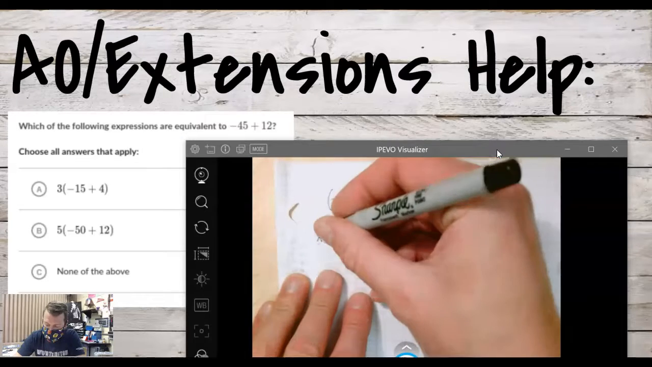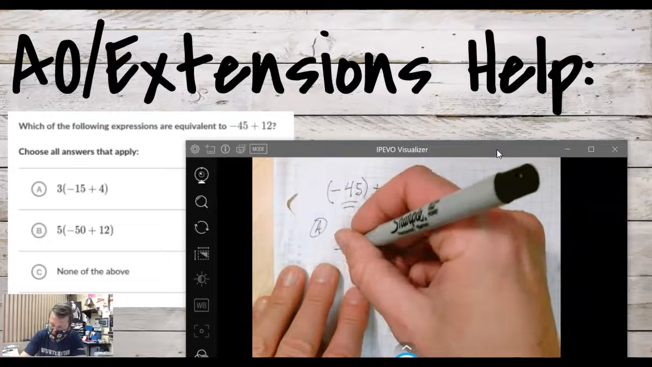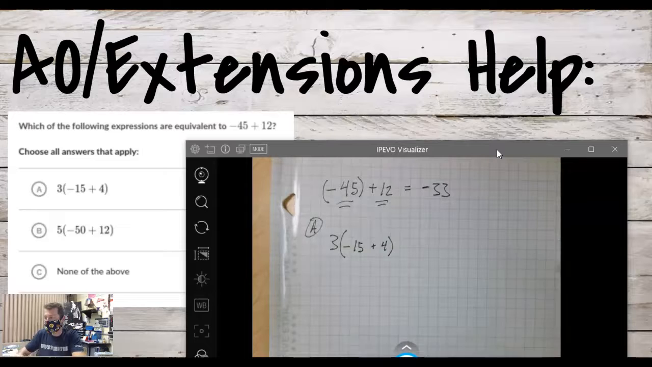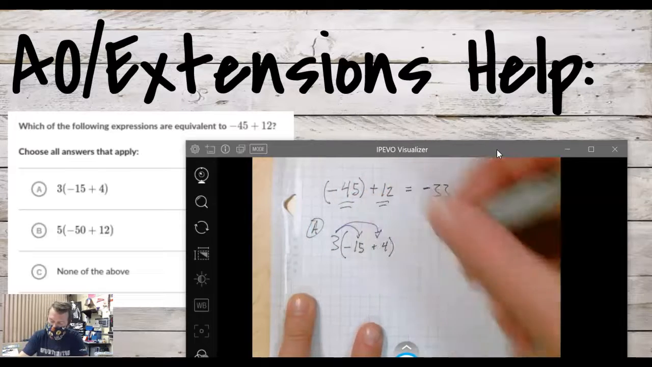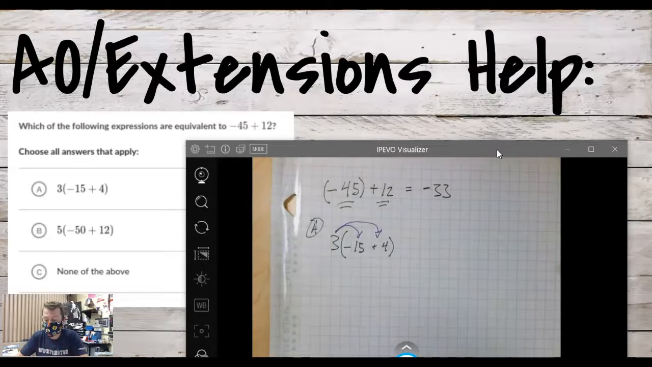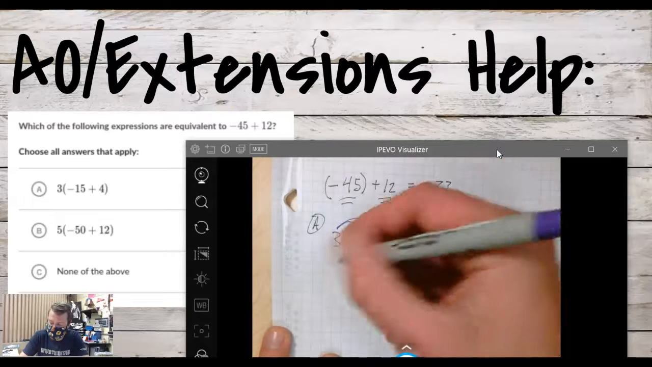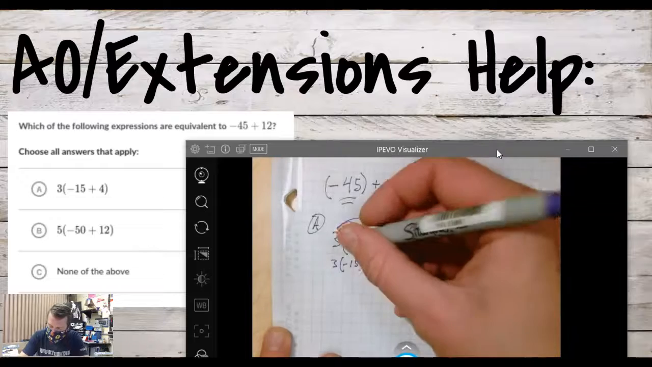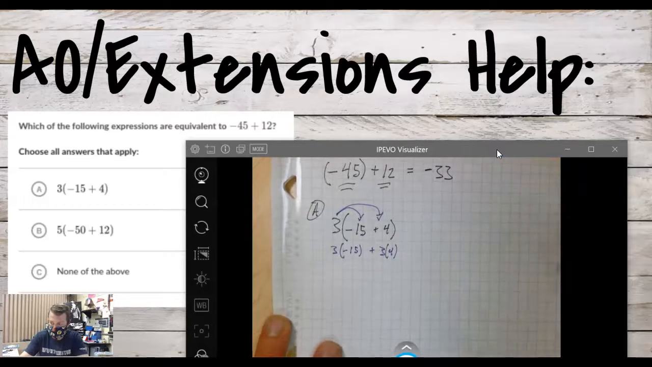If we look at option A, it says 3 times the quantity of negative 15 plus 4. Anyone remember what property it is that tells us to draw these arrows and multiply, split up? Starts with a D. Yeah, distributive, which says do the multiplication, split up. So 3 times negative 15, and because the addition comes down, 3 times a positive 4 is the math that we need to do there.